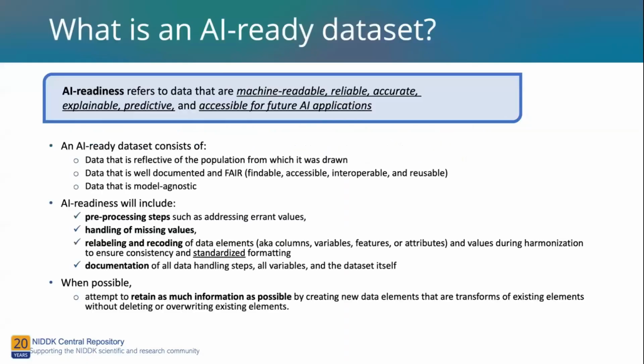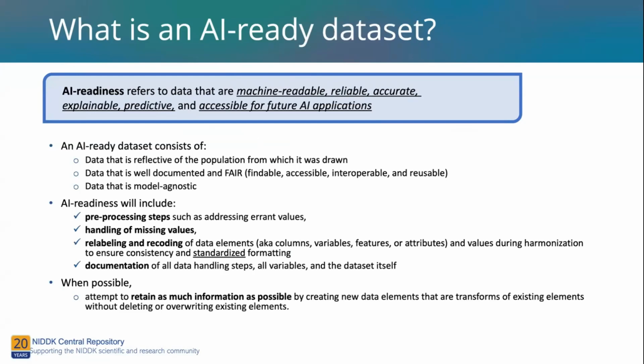Basically, I don't have much to add, really. Let me share my screen again. Okay, so we say AI readiness is data that's machine readable, reliable, accurate, explainable, predictive, and accessible. And I think you guys, the hive mind, actually covered all of these, which is great to see.